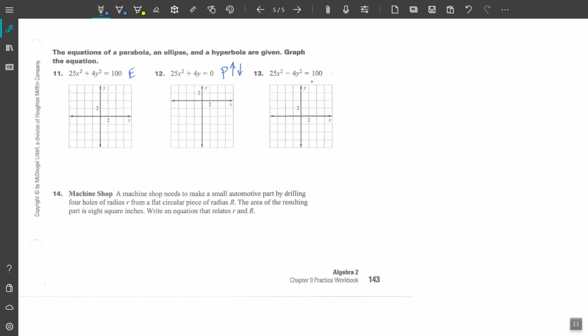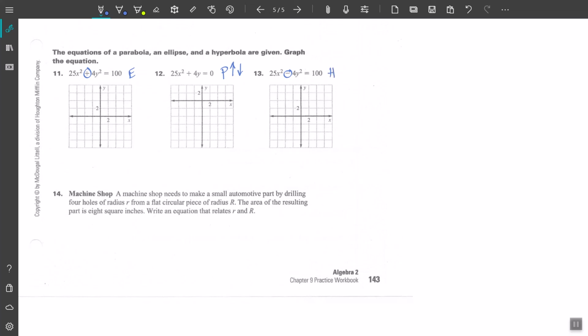And then in 13, we have an x squared, we have a y squared, and I failed to mention this over here on number 11, but the other thing that lets us know we're dealing with either an ellipse or a circle is this plus sign. Here we have x squared and y squared. So the next thing we look at is the sign. Since it's a subtraction sign instead of an addition sign, this tells us that we're dealing with a hyperbola.